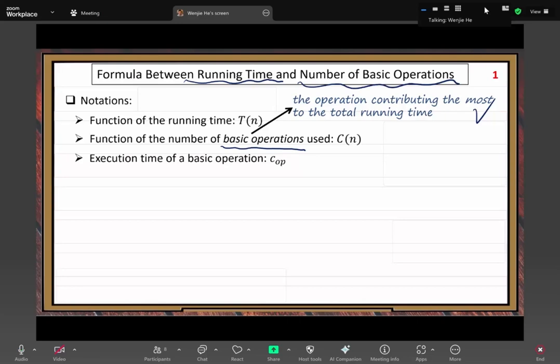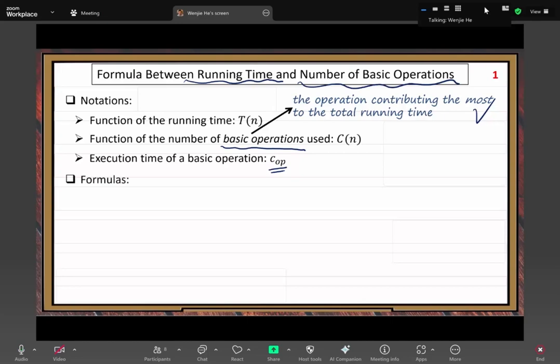Then we also need to make an assumption: the execution time of one basic operation on your current machine. So there is a little c constant, little c sub op. That's another constant, and this constant depends on your current machine.